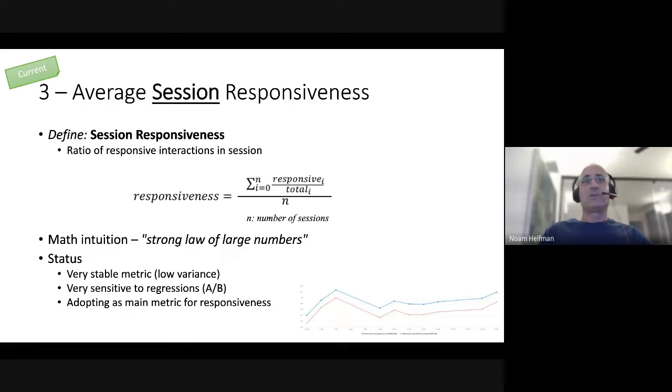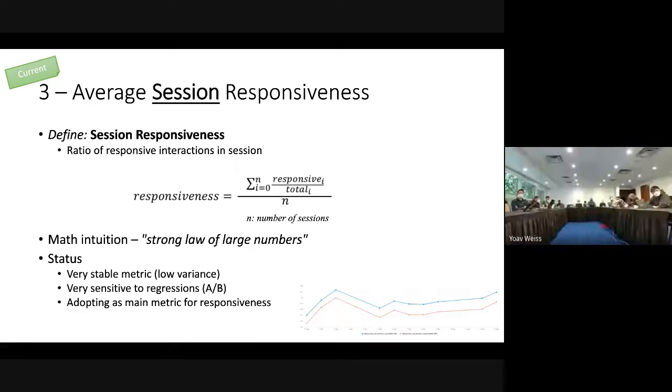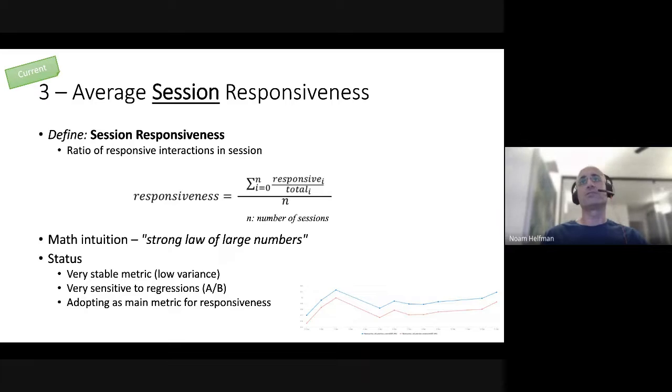So our current approach is somewhat a combination of the other approaches, while trying to simplify things. We started by defining session responsiveness. Not deciding if a session is responsive, just giving a score of session responsiveness, which is the ratio of responsive interactions in the session. So we took the number of responsive interactions and divided by the total number of interactions that we were able to capture. We sum all of them and divide by the total number of sessions, and we get a responsiveness metric.